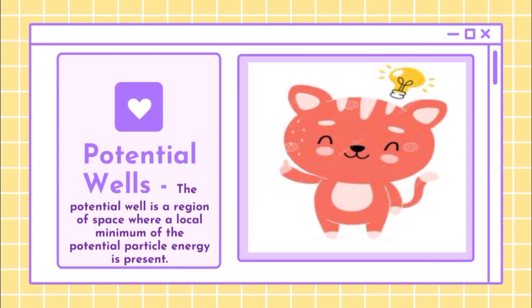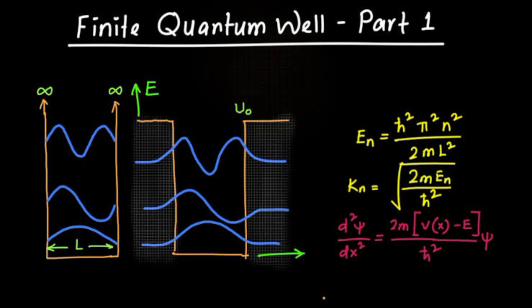Thank you. Potential well. A potential well is a region of space where a local minimum of the potential energy is present. The Schrödinger equation for the particle inside a finite potential well becomes, for 0 less than x less than L. The particle cannot exist outside the box as it cannot have an infinite amount of energy, thus its wave function is between 0 and L, where L is the length of the side of the box.